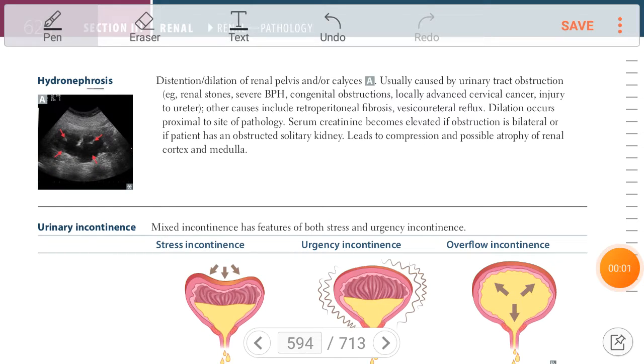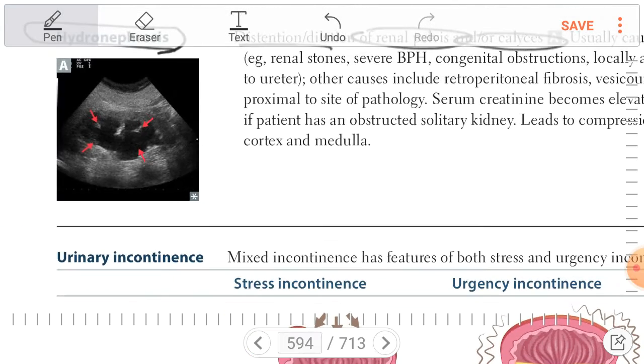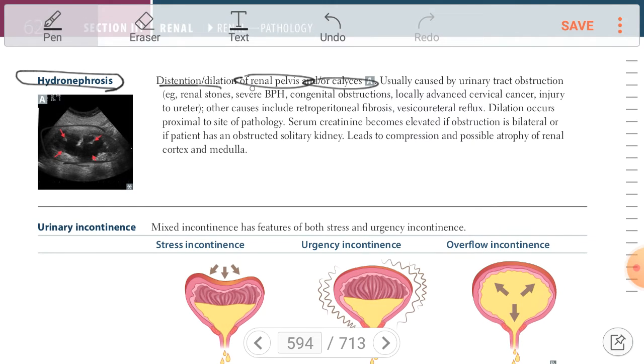I will speak about hydronephrosis. There is distension, dilatation of the renal pelvis and calyces. So here there is what? There is distension, dilatation of the renal pelvis and calyces. So usually caused by what?